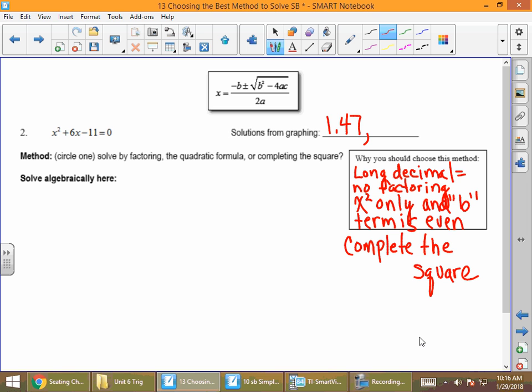But it allows me to review all of the methods that we've done. So I'm going to pick complete the square here as we look at this. I'm going to write down the problem. The nice thing is the equation set equal to 0. So it's x squared plus 6x minus 11 equals 0. And some of you still might be writing down my explanation.